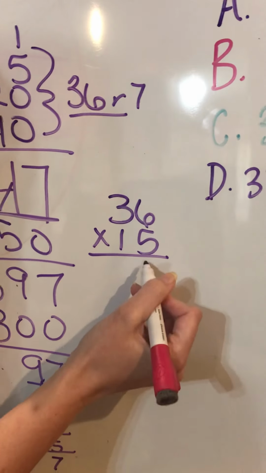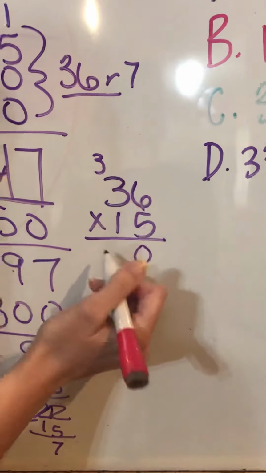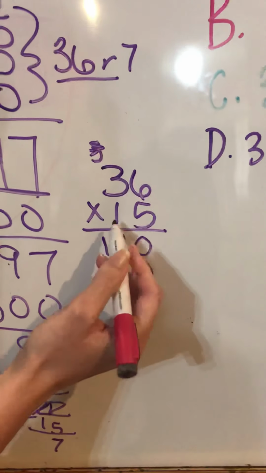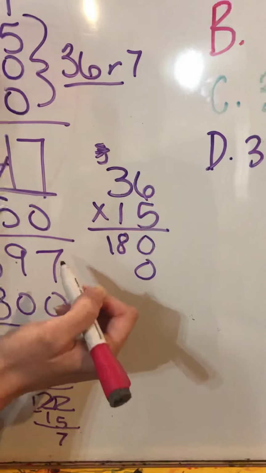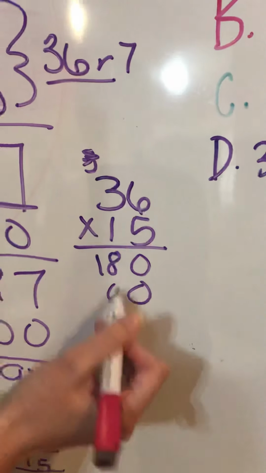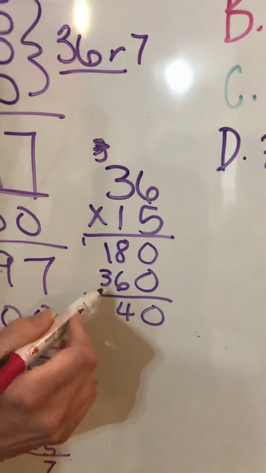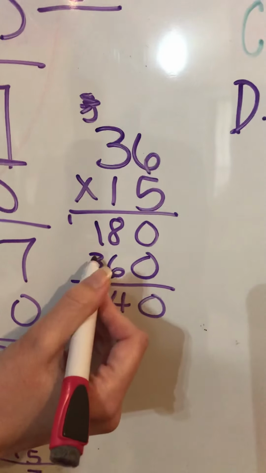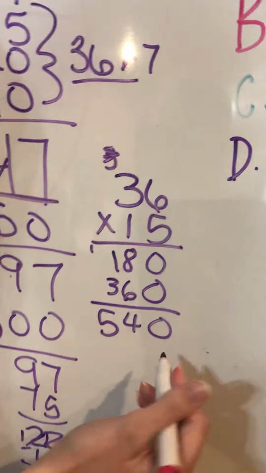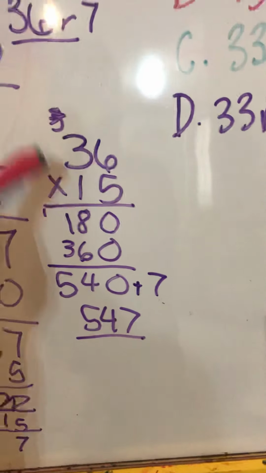So 5 times 6 is going to be 30. And then 5 times 3 would be 15, 16, 17, 18. Then I'm going to go ahead and put my 0, because now I'm multiplying by not just 1, but actually 10. But if I put the 0, that's going to keep everything lined up. So 1 times 6 is 6. 1 times 3 is 3. I add these together. And now I've got 3, 4, 5, 540. And then if I add my remainder, that's going to give me 547. So that means that we have worked it out correctly.